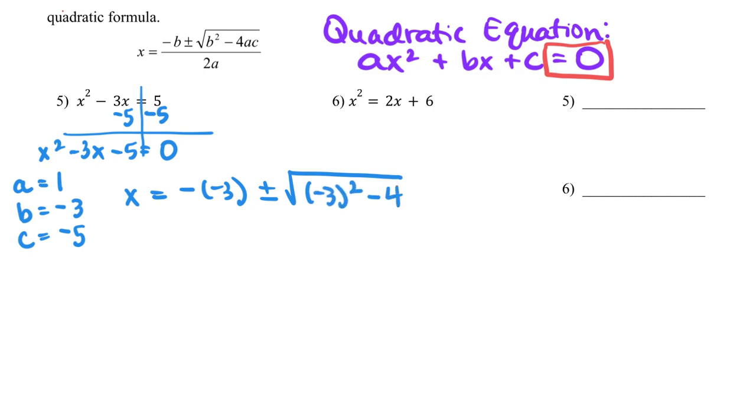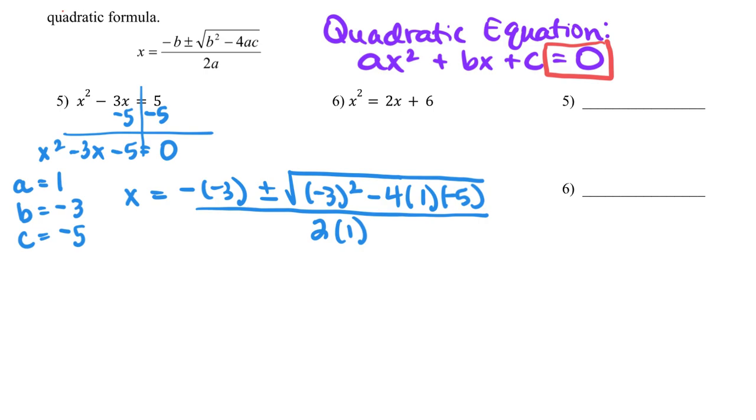minus 4. This 4 is just part of the equation. That's not part of our a, b, and c. And then times a, which is 1. We have that right here, times c, which is -5. Again, I'm always using parentheses to do my multiplication, especially when I have negative numbers. And that whole thing is all over 2 times my a value, which is 1. And now I can start simplifying.